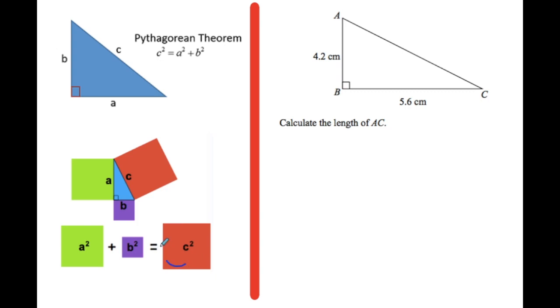Okay, so it's your turn to have a go. Here's your triangle on the right hand side. What I'd like to do is press pause, have a go, and when you're ready for the answers, press play.